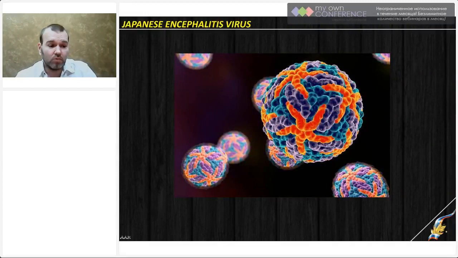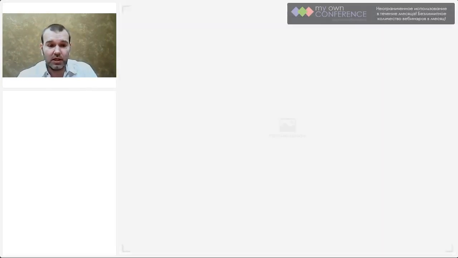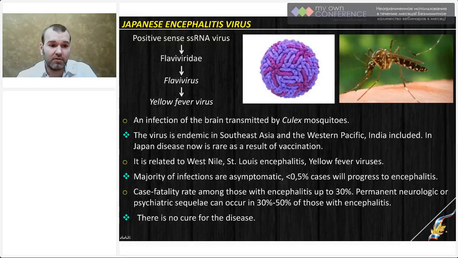The second virus is more important, much more important. It is the virus of Japanese encephalitis. It is the same flavivirus, and the common structure of the virus is almost identical to the previously described virus.